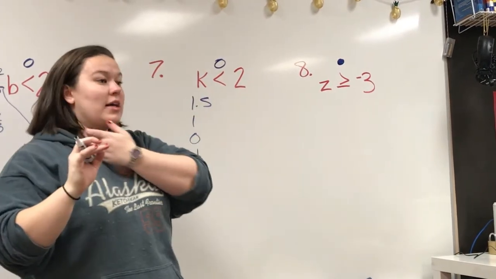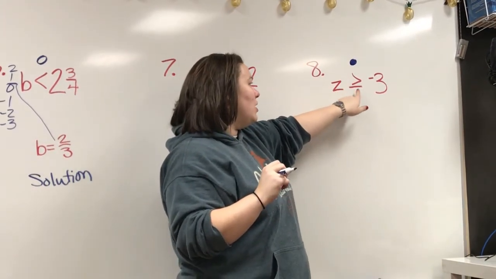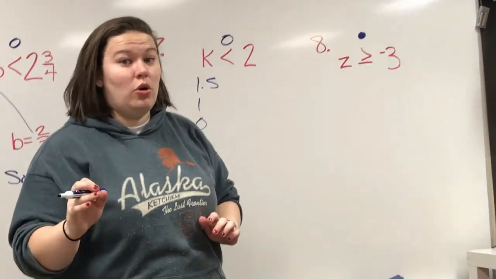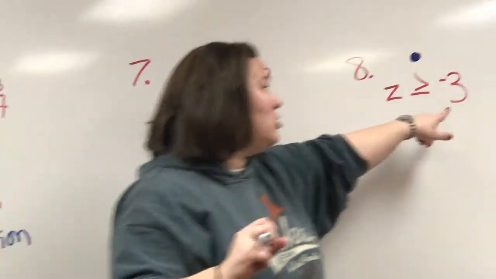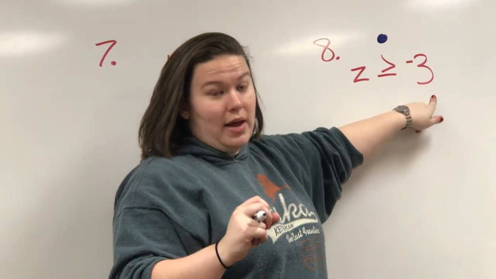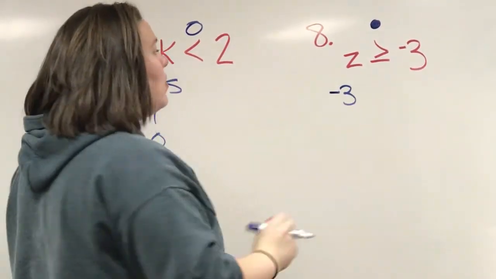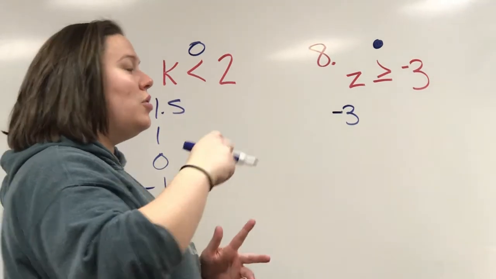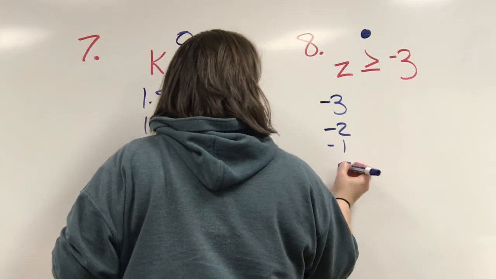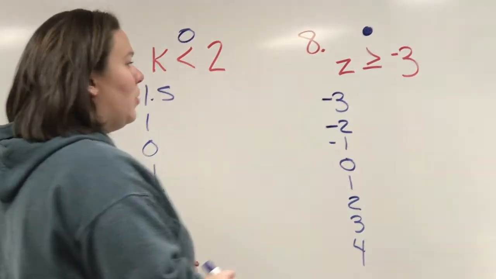Remember, if it has the equal to sign, because this says z is greater than or equal to -3, I always want one of your solutions to be that number. If it has this line, I want you to write that. Okay? -3. And then we need something that is greater than -3. -2, -1, 0, +1, 2, 3, 4. All of those would work.